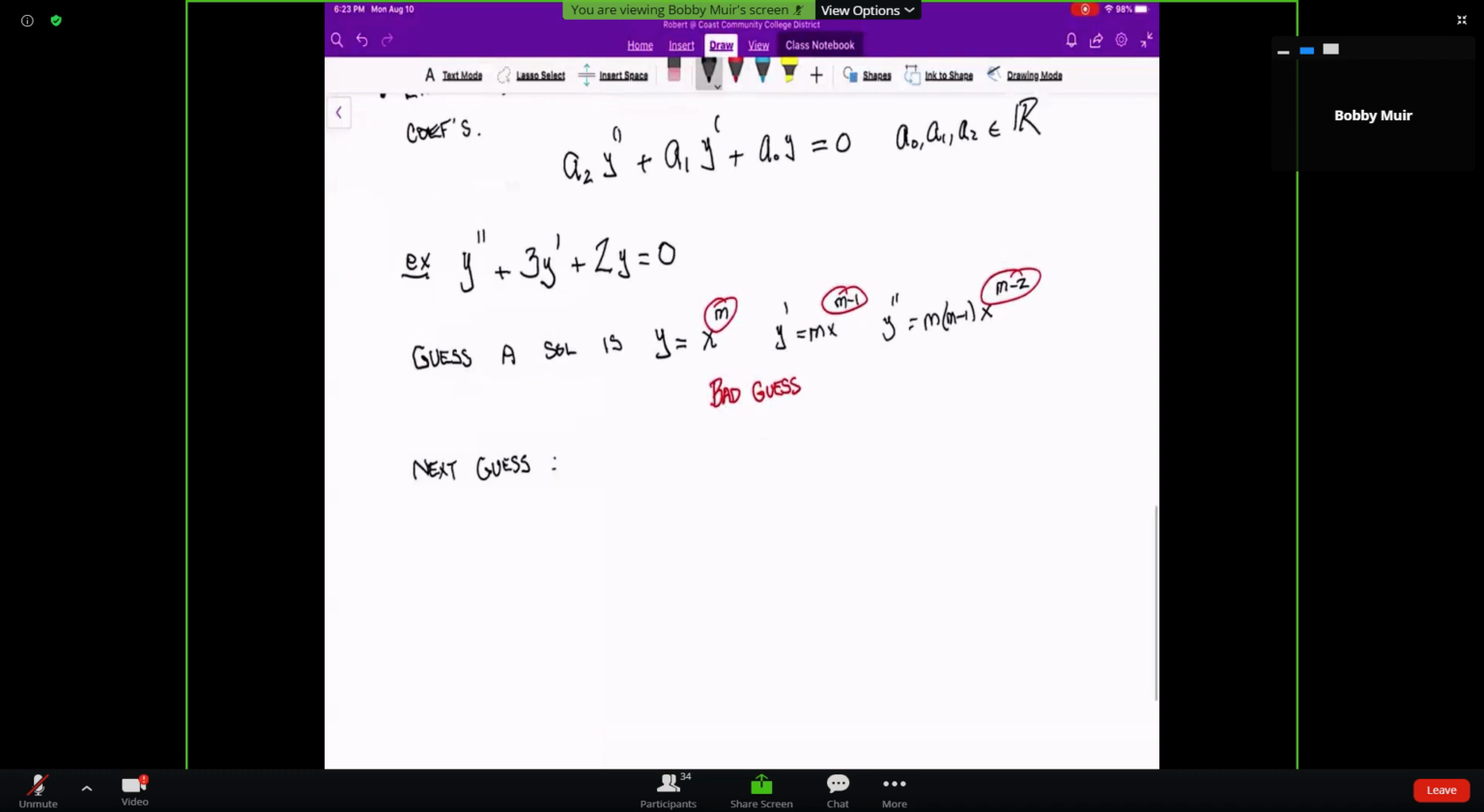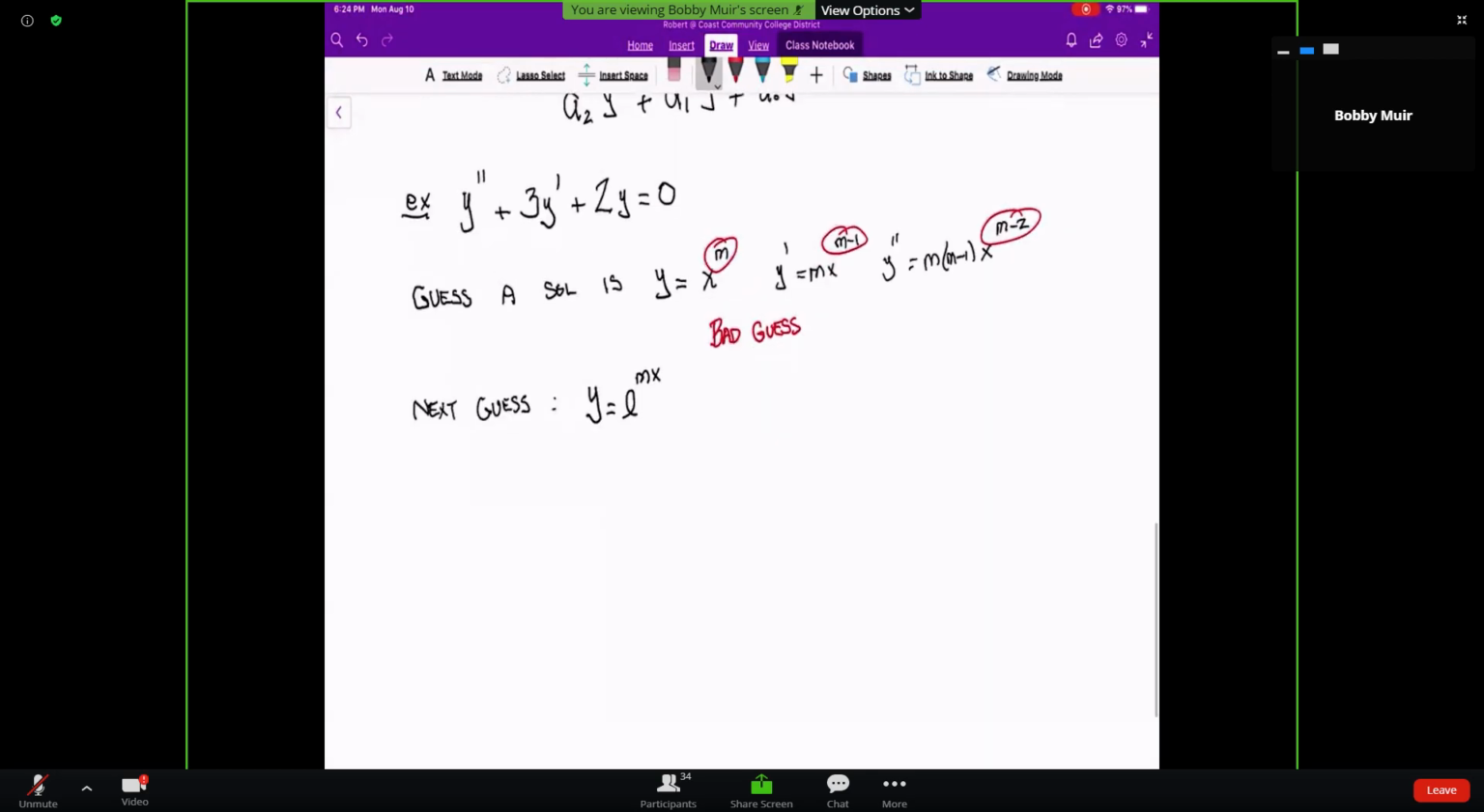Well, let's see. We need a function that when we take its derivative can be combined with itself. It's not going to work with these polynomial things. It's not going to work with sine and cosine. But if we were to guess that y was equal to e^(mx), we might have a chance at this. Okay? So with this guess, y' is going to be m e^(mx), and y'' is going to be m^2 e^(mx). Okay, now we're going to plug in.